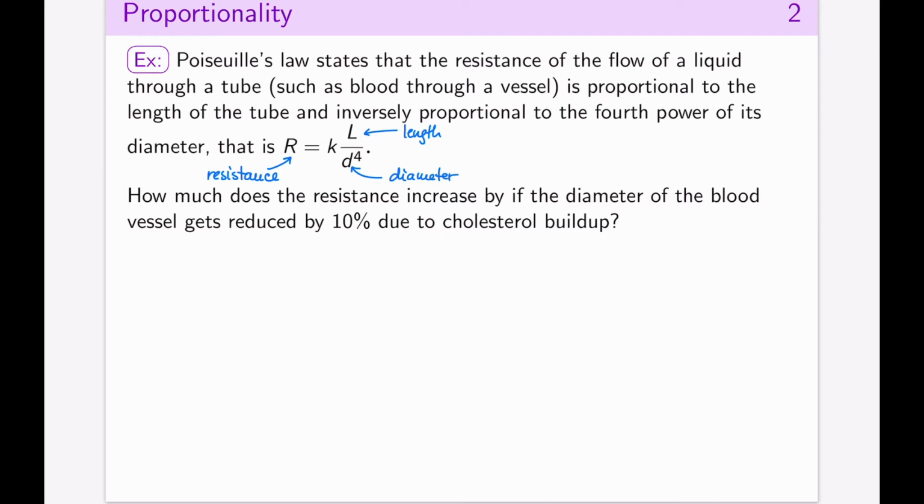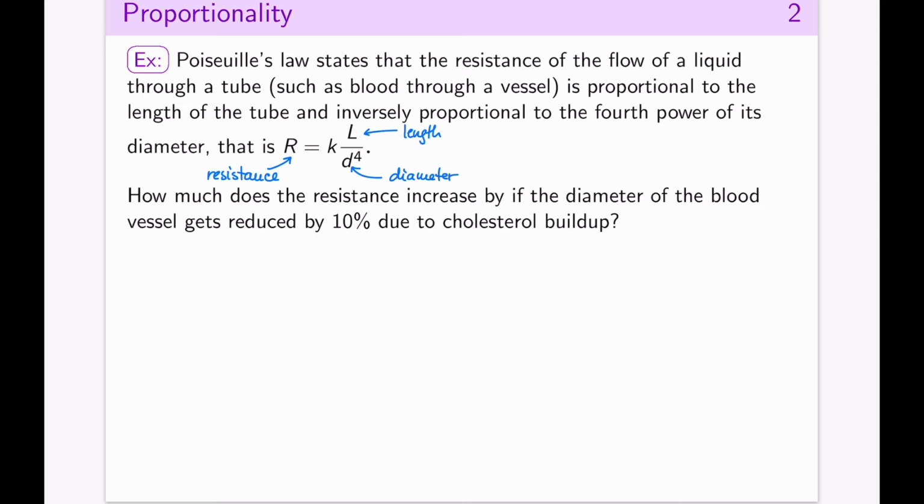Cholesterol, of course, if you have your blood vein here, builds up on the outside, therefore making the diameter of the blood vessel smaller and smaller. So this question investigates how the thickness of the buildup of the cholesterol actually decreases the blood flow through the vein. Let's say the diameter of the blood vessel gets reduced by 10%. It's a very small decrease, just 10% due to cholesterol buildup. What happens to the resistance?